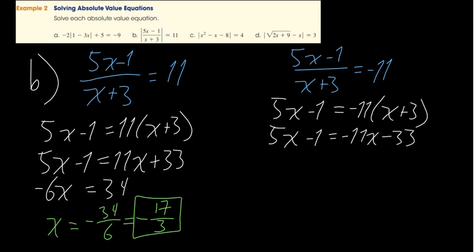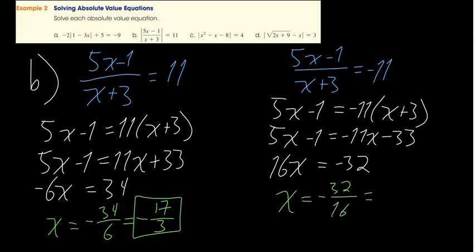Then let's put the x on the left side again. So we're going to add 11x to both sides, and we're going to end up with 16x over here. And we're going to add 1 to both sides, so we're going to end up with negative 32 over here. We divide both sides by 16 and end up with x equal to negative 32 over 16, which is simply negative 2. Whew, okay. Believe it or not, I think C is actually easier. So let's jump to C now.